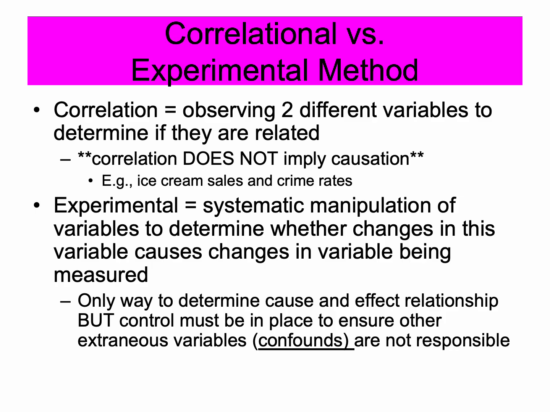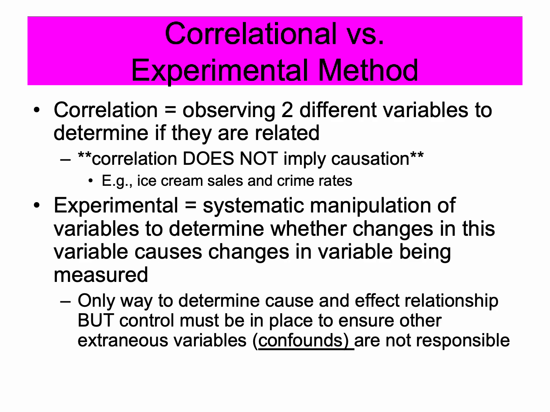And the most common example used to demonstrate this is ice cream sales and crime rates. We know that as ice cream sales go up, crime rates go up. We see this relationship again and again. It doesn't mean that eating ice cream is causing people to commit crimes, right? Something else is going on. In this case, it's weather, right? As it gets warmer, ice cream sales go up. As it gets warmer, crime rates go up. So both of these things are affected by the weather. Both of them are increasing because the temperatures are increasing. It doesn't mean that, again, ice cream is causing crime.